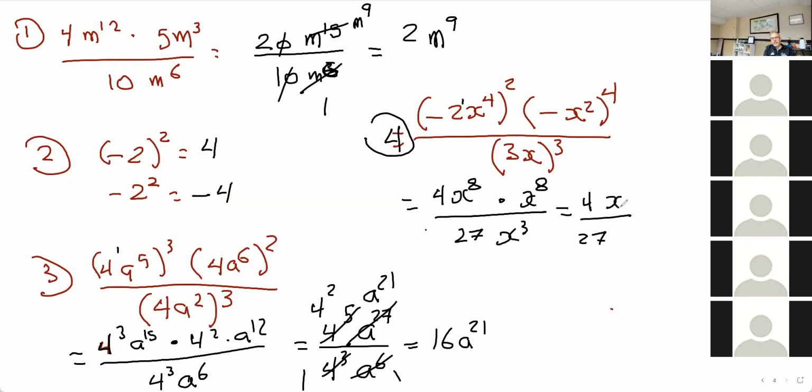This will give me x to the 16 on top, and x cubed on the bottom. Now x cubed goes into itself once, it goes into x to the 16, x to the 13 times. And therefore the final answer is 4 over 27 x to the 13. So you could write it like this, x to the 13, or you could write it by the 4. Both of them mean the same thing.